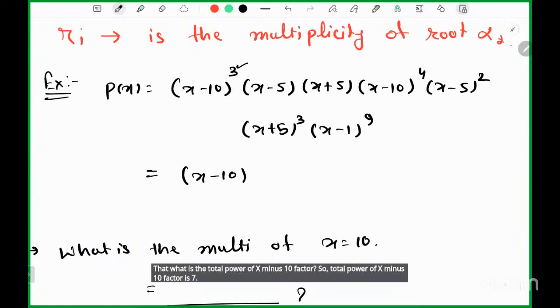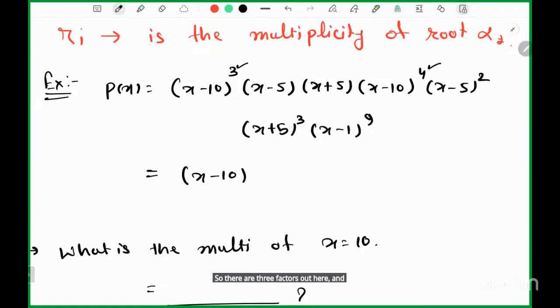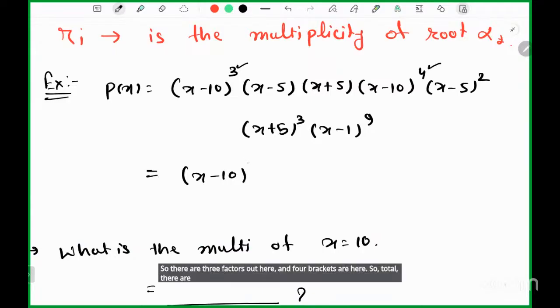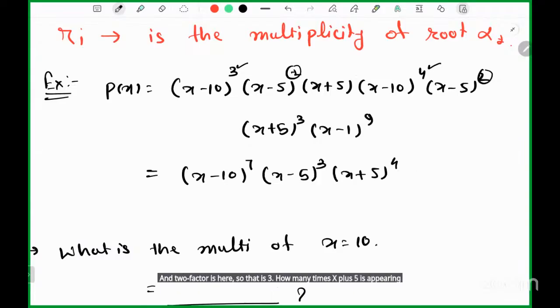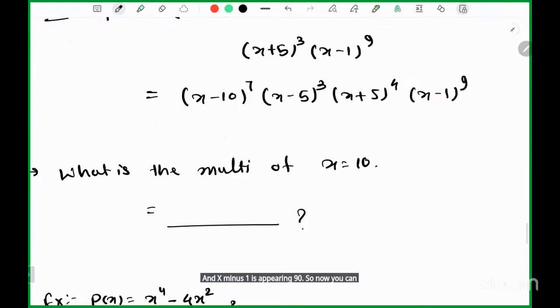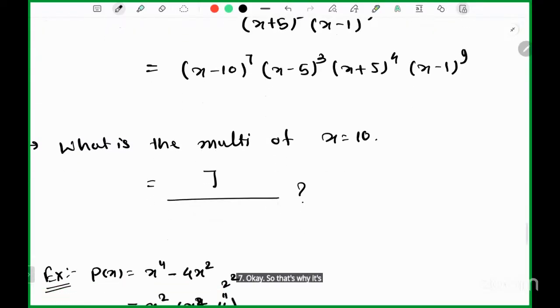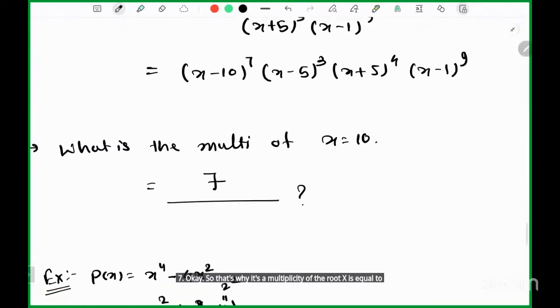There are 3 factors here and 4 brackets here, so in total there are 7 brackets. So this will be 7. And how many times is x minus 5 appearing? One factor is here and 2 factors are here, so that is 3. How many times is x plus 5 appearing? 4 times. And x minus 1 is appearing 9 times. So now you can say that the multiplicity of x equals 10 is 7. That's why the multiplicity of the root x equals 10 is 7.